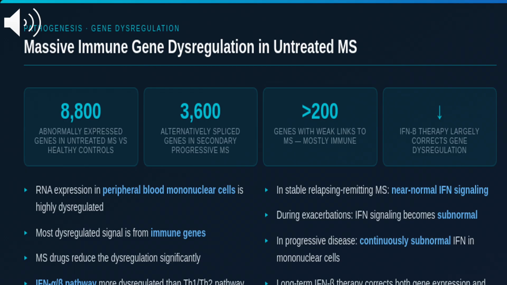The good news in this picture: IFNB therapy largely corrects this dysregulation. When treated patients are compared to untreated patients and healthy controls, their gene expression profiles move substantially toward normal. This normalization of gene expression may be as important to IFNB's therapeutic mechanism as any single measured biomarker. In progressive disease, the gene count drops from 8,800 to 3,600. But now, those 3,600 disturbed genes are in repair pathways, not just inflammatory ones, suggesting the biology has fundamentally shifted.